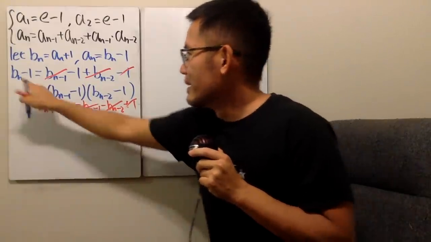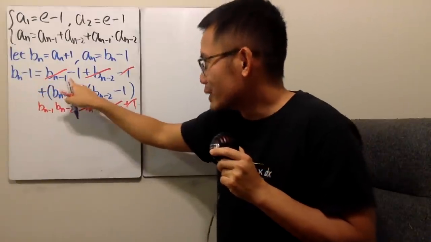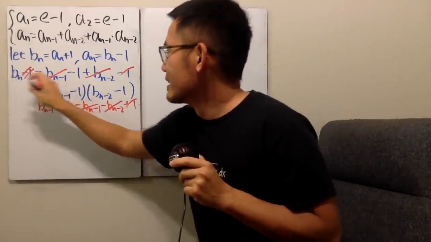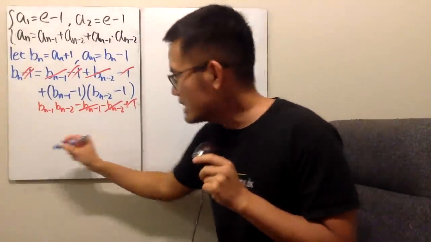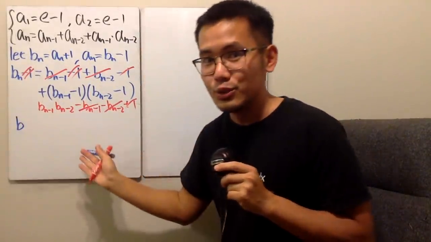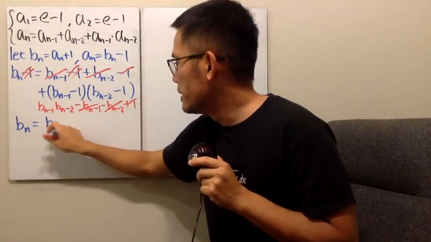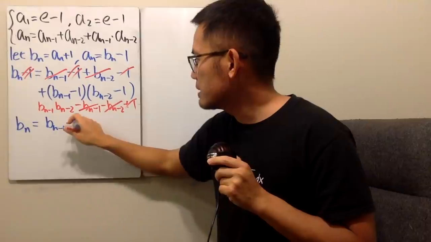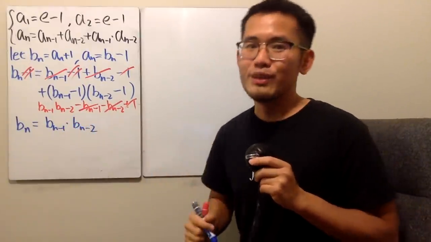Have a look. In fact, here we have b_{n-1}. And we also have the minus 1 right here. This can be cancelled with that as well. So in fact, we successfully reduced to the situation that b_n is equal to b sub n minus 1 times b sub n minus 2, like that. Very, very nice.